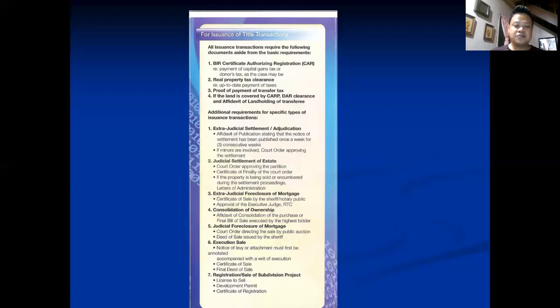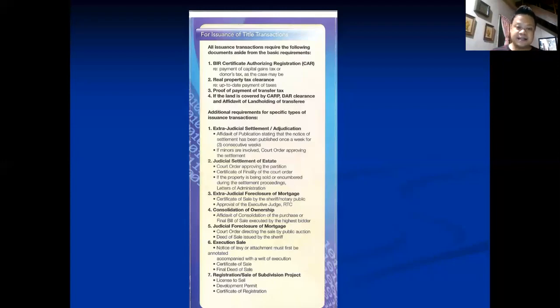Now, if the land is covered by CARP, diba? Comprehensive Agrarian Reform Program, a DAR clearance and affidavit of landholding of transferee is needed. Now, likewise, agricultural lands need also this DAR clearance. So you have to go to the regional or the provincial office as it is, then you have to secure their clearance, because there we have a restriction as to ownership of agricultural lands. Now, additional requirements for specific types of issuance transactions.